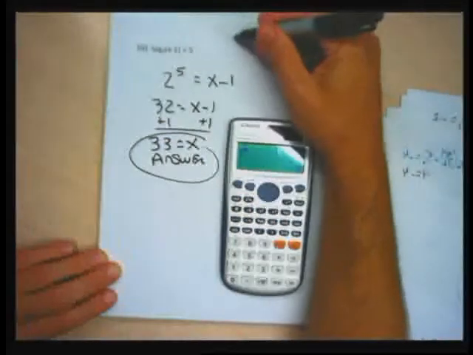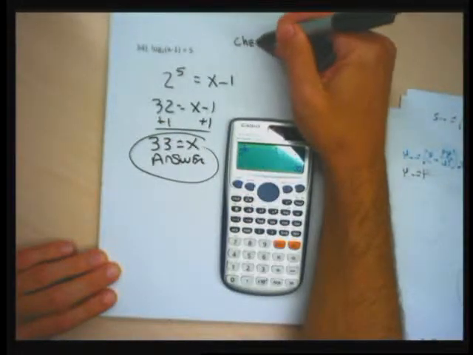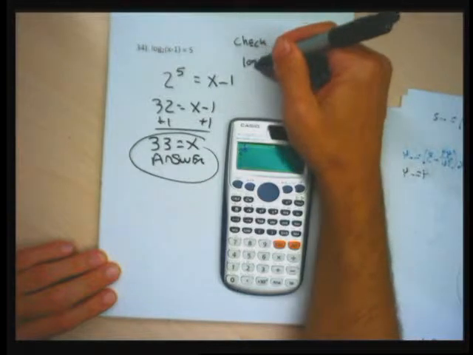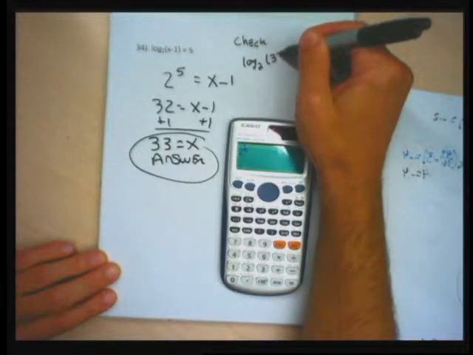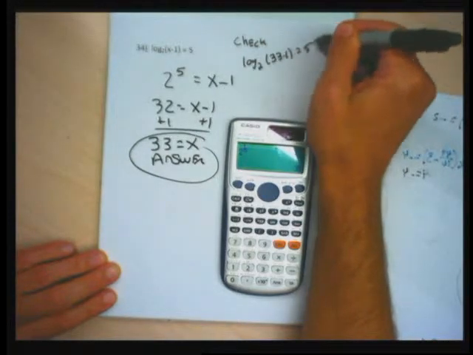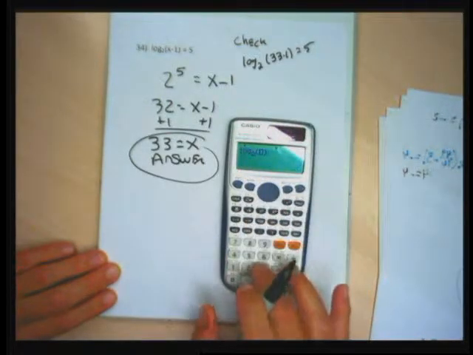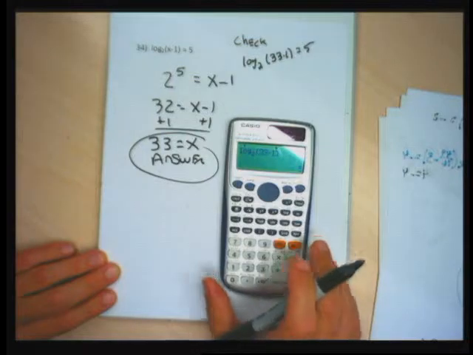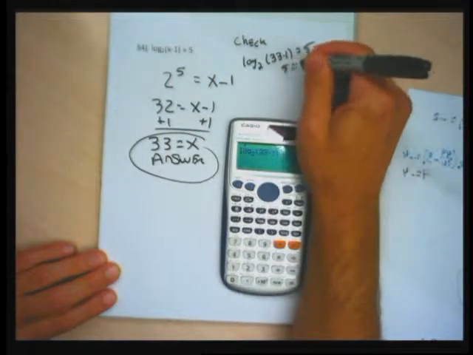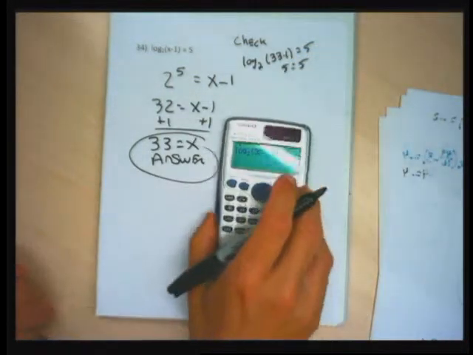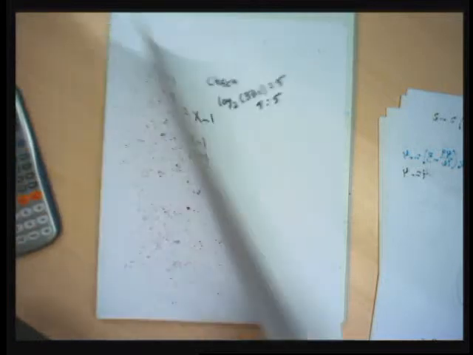So I'm going to check to see if the log base 2 of 33 minus 1 equals 5. So let me do that checking. The log base 2 of 33 minus 1. And I get 5 equal to 5. So I've checked properly. 2 more problems, or maybe 1 more problem. 2 more problems before we get to a different style. It's not any harder, it's just different.